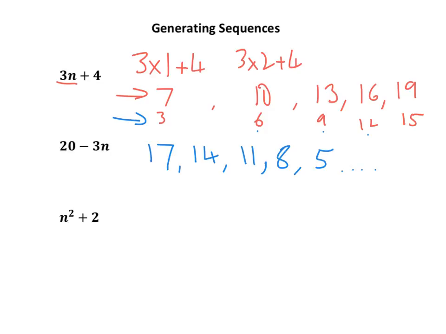Alright, you could also say, well, it's 20 minus 3 times 1, which is 17. 20 minus 3 times 2, which is 14. Okay, so there you go.